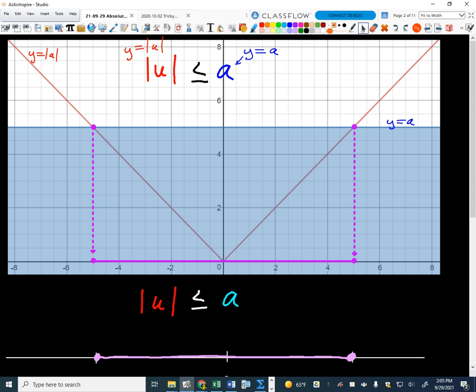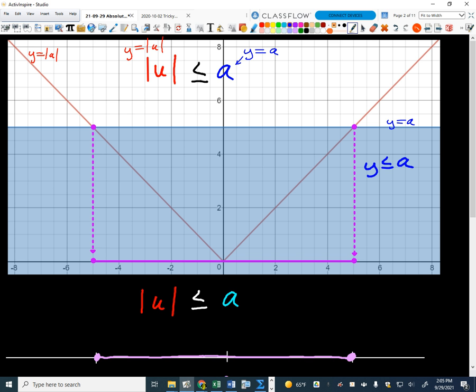Same picture, only now instead of graphing the 2 functions y equals absolute value of u and y equals a, we're graphing the inequality y is less than or equal to a. If I graph that inequality, think what that means. The boundary line is the line y equals a, and we're graphing all the y values that are either equal to that at the boundary line or less than that.